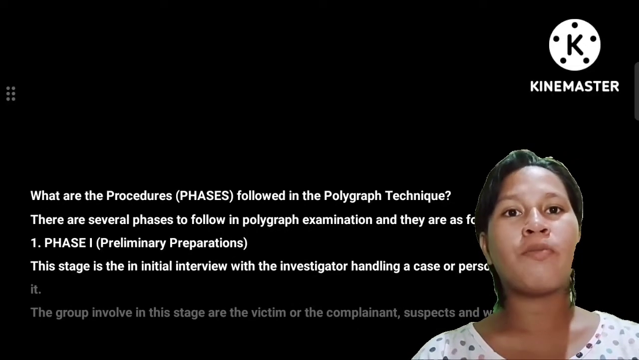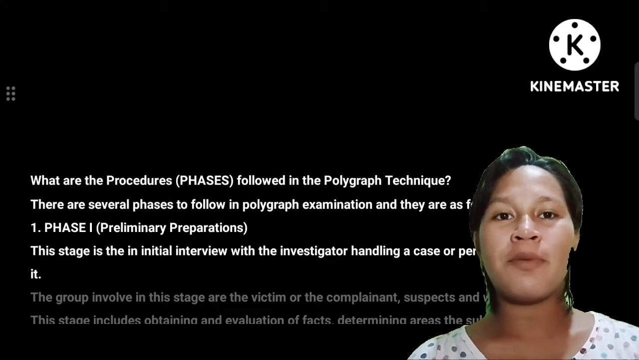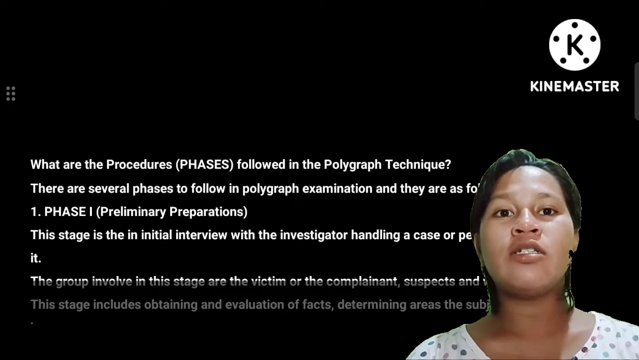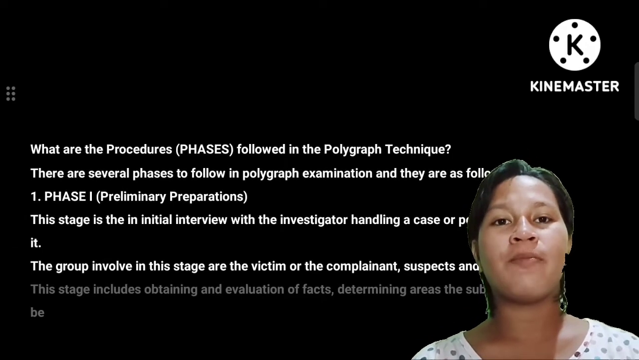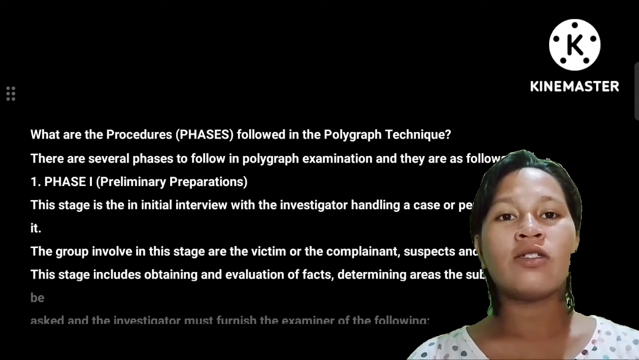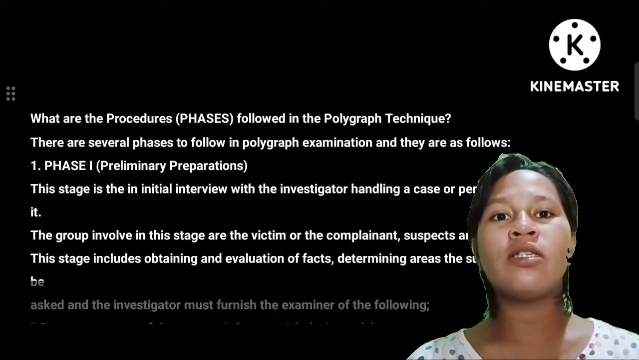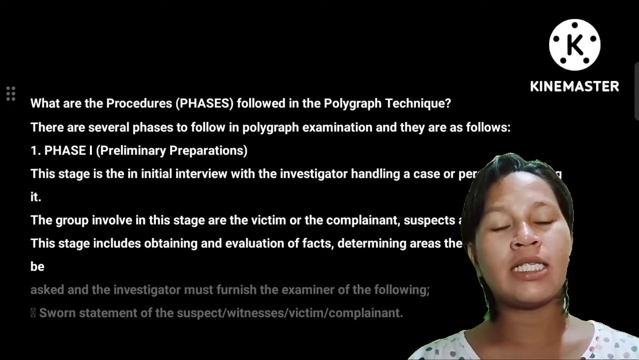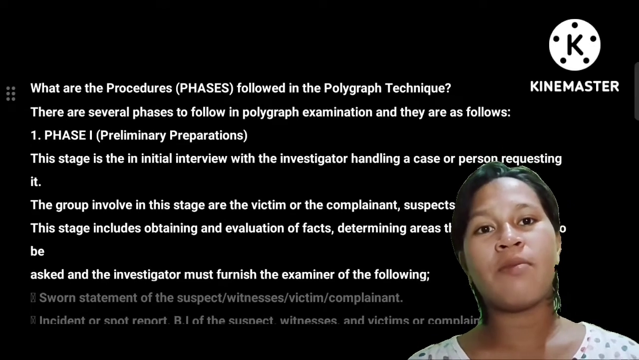There are procedures or phases followed in the polygraph technique. Phase 1, the preliminary preparations, is the initial interview with the investigator handling a case or the person requesting it. The group involved in this stage are the victim or the complainant, suspects, and witnesses. This stage includes obtaining an evaluation of facts, determining areas the subject needs to be asked, and the investigator must furnish the examiner of the.